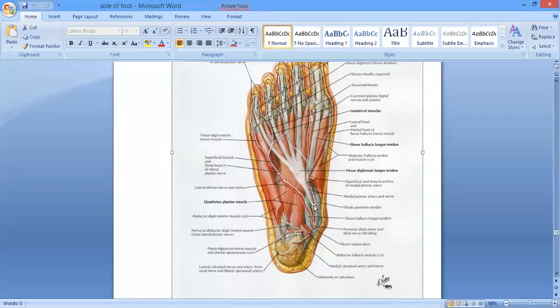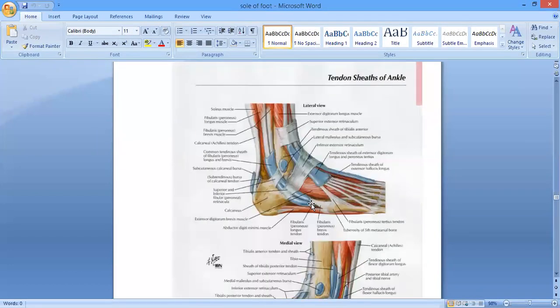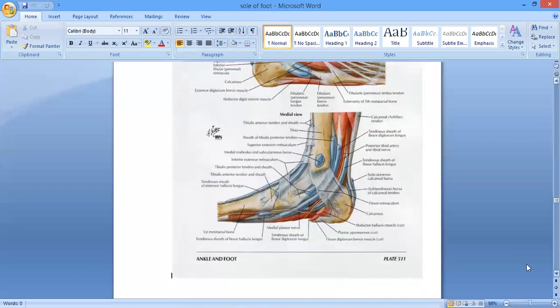After getting origin from here, the muscle will run downwards. ठीक है? And it will leave the leg and enter the sole of the foot by passing behind the medial malleolus. So you can see this is the tendon of the flexor digitorum longus over here. This muscle coming down over here and passes behind the medial malleolus. ठीक है? Medial malleolus here. ठीक है? And it passes beneath the flexor retinaculum. Clear जी?